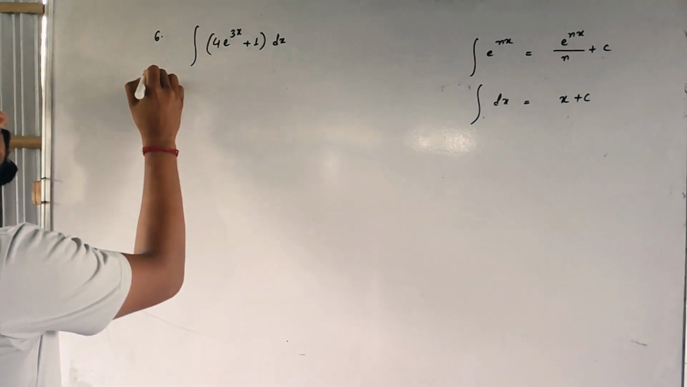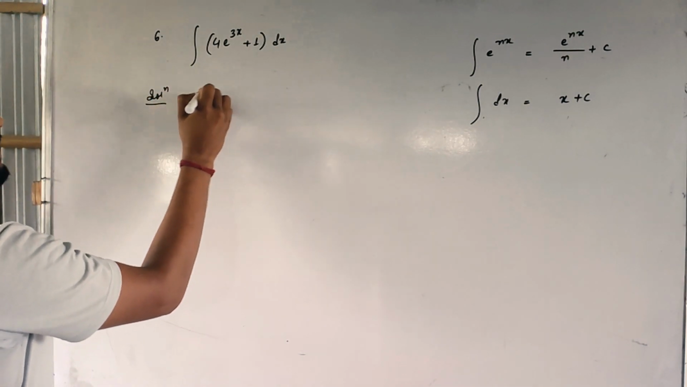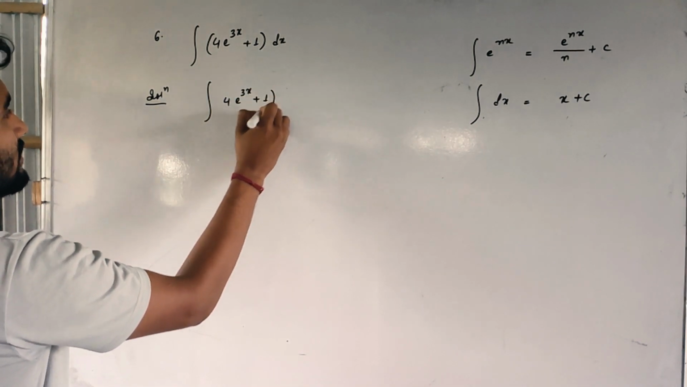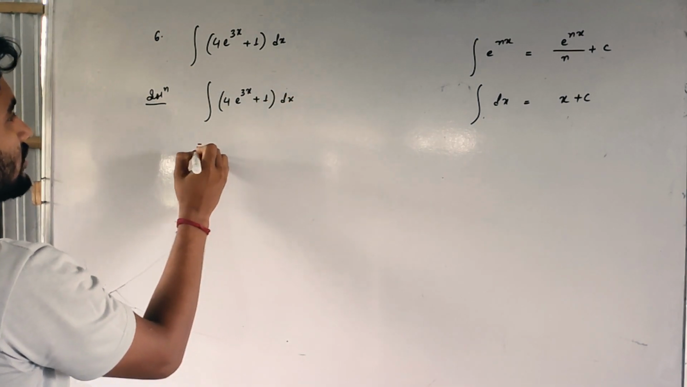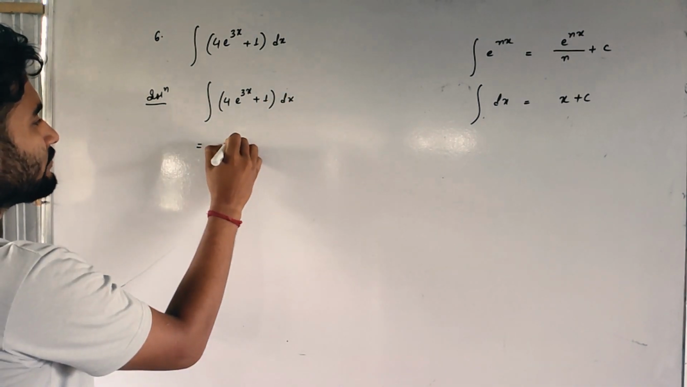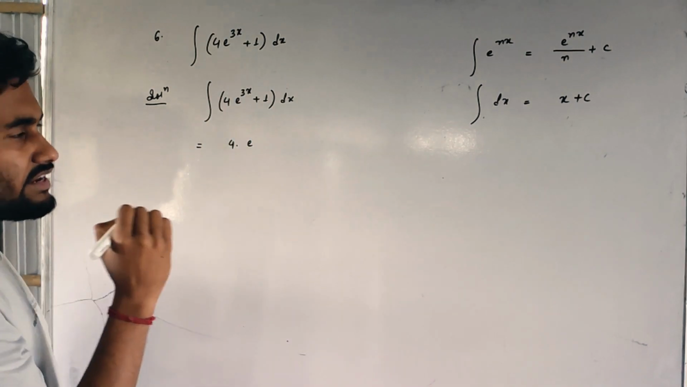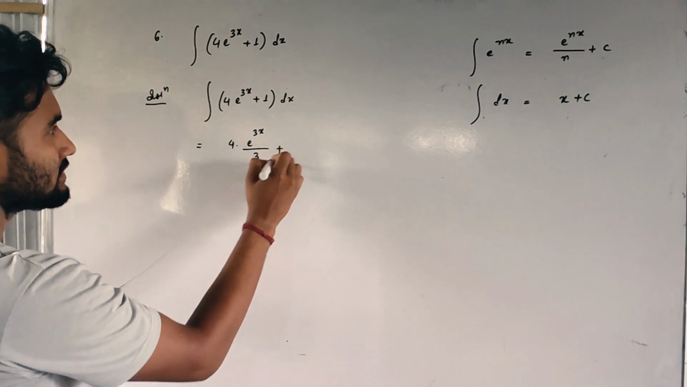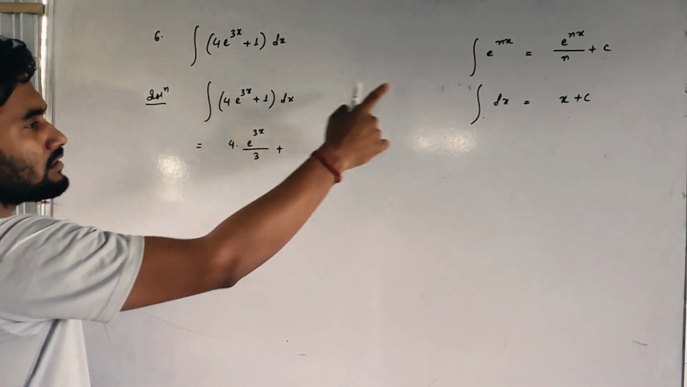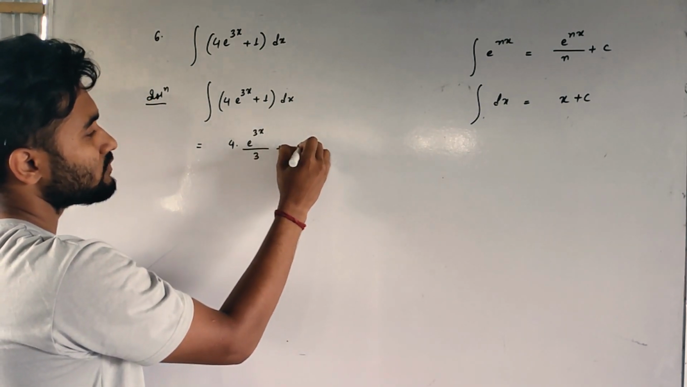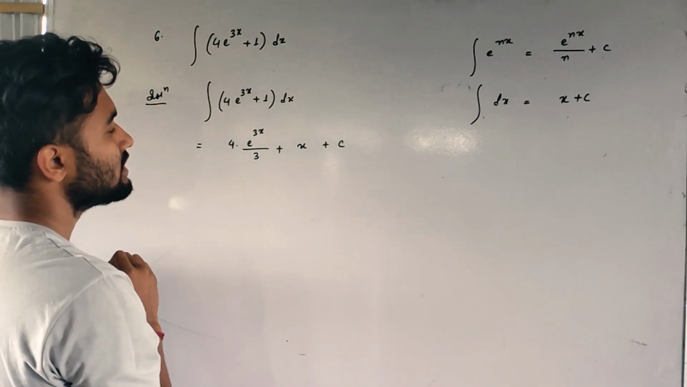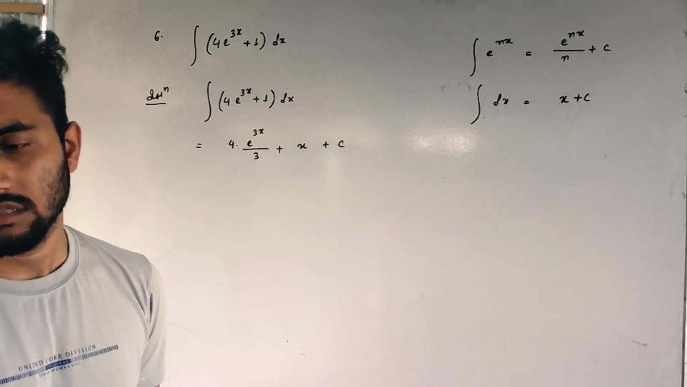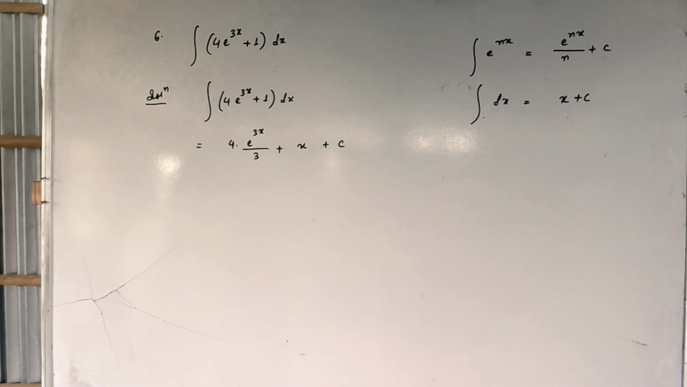So solution: integral of 4 e to the power 3x plus 1 dx. 4 is a constant, no problem. 4 e to the power 3x, if I integrate, will be e to the power 3x by 3, plus then I have to integrate 1. The integral of 1 is nothing but x, plus c. So what is my answer? My answer is 4 by 3 e to the power 3x plus x plus c. This is my answer. So let us see the next question.